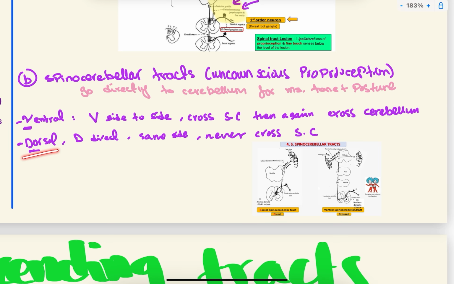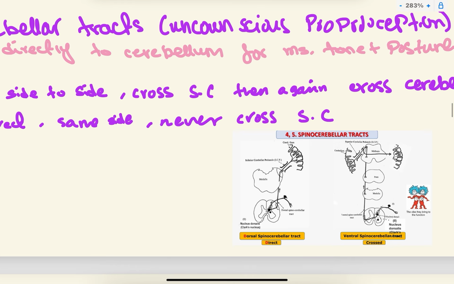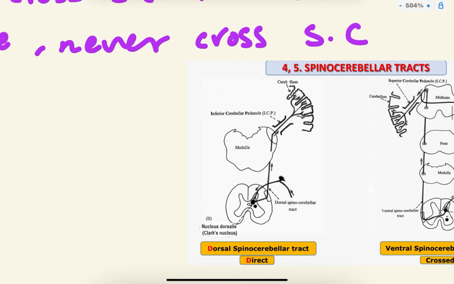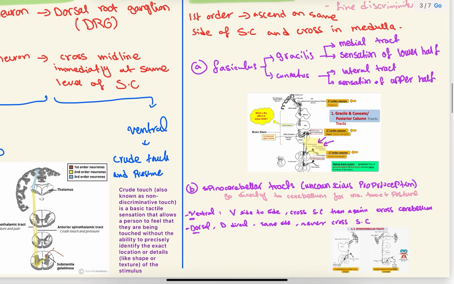The dorsal spinocerebellar tract, on the other hand, its D stands for direct. So it goes from the same side and never crosses the spinal cord. So as you can see it here, it's direct from the same side. It never crosses the spinal cord. It's from the same side. Okay, I hope it's clear for this one.